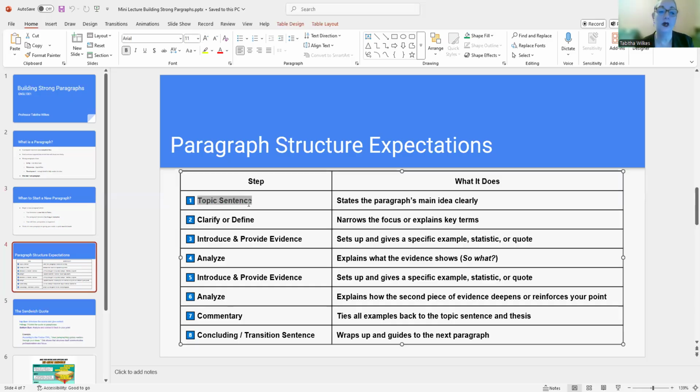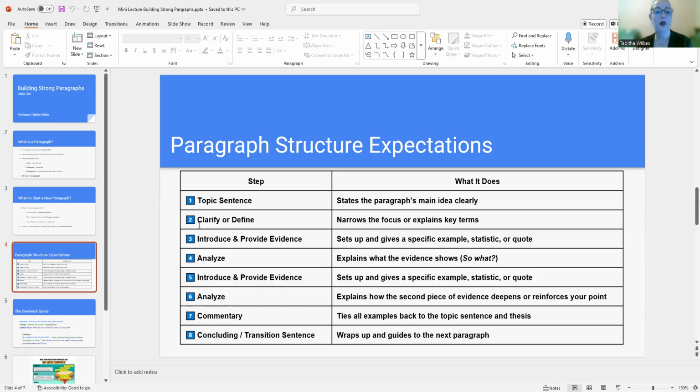You're going to provide your topic sentence, which states the main idea clearly. And that main idea is going to be a piece of your thesis statement. Remember, our thesis statement had 3 different academic habits. So your topic sentence is going to most likely include one of those academic habits.